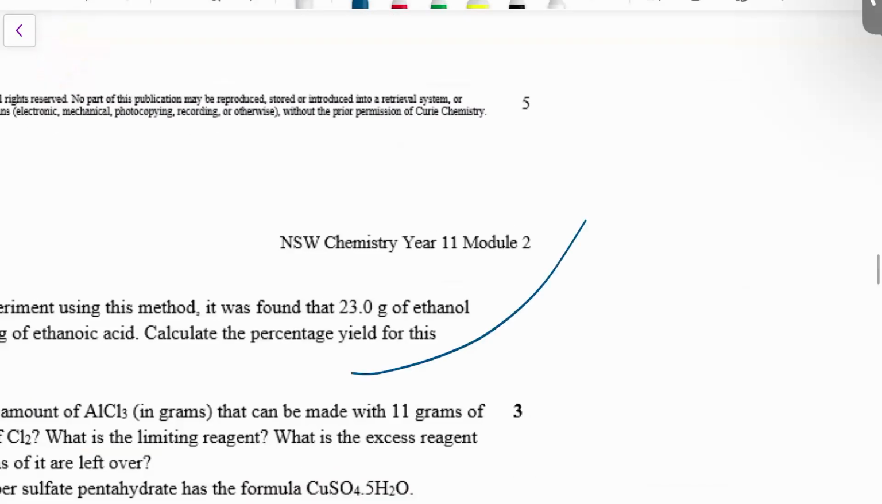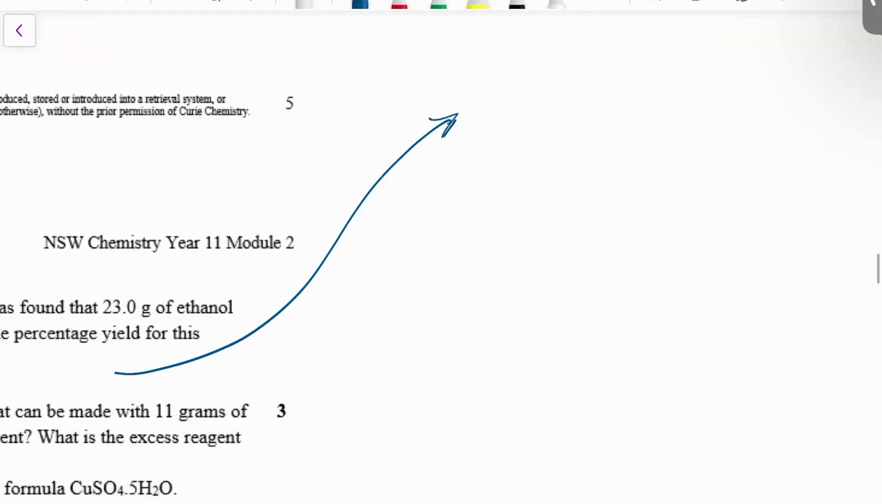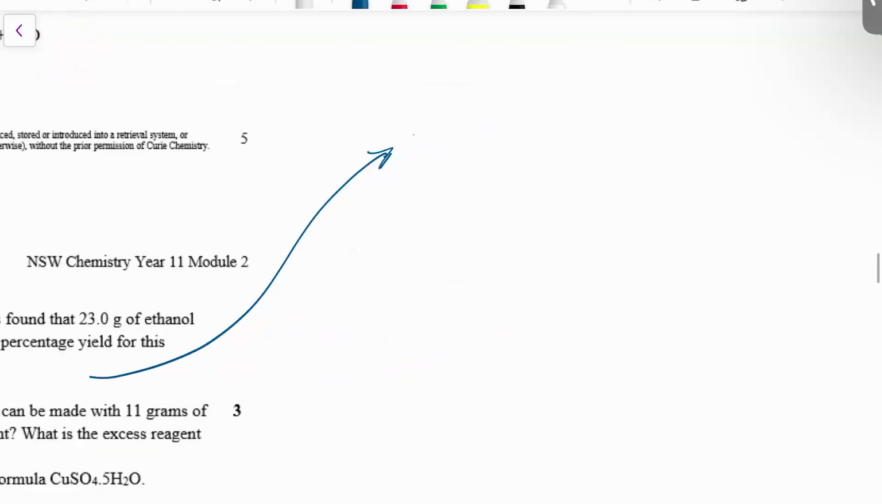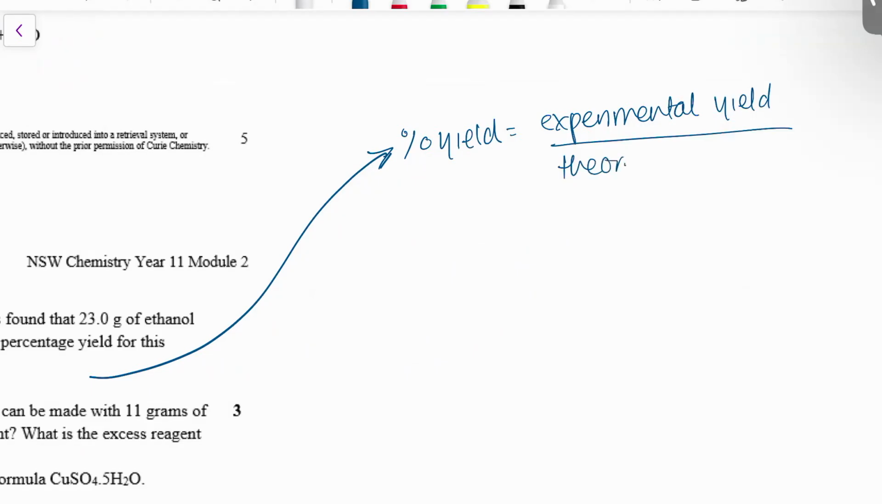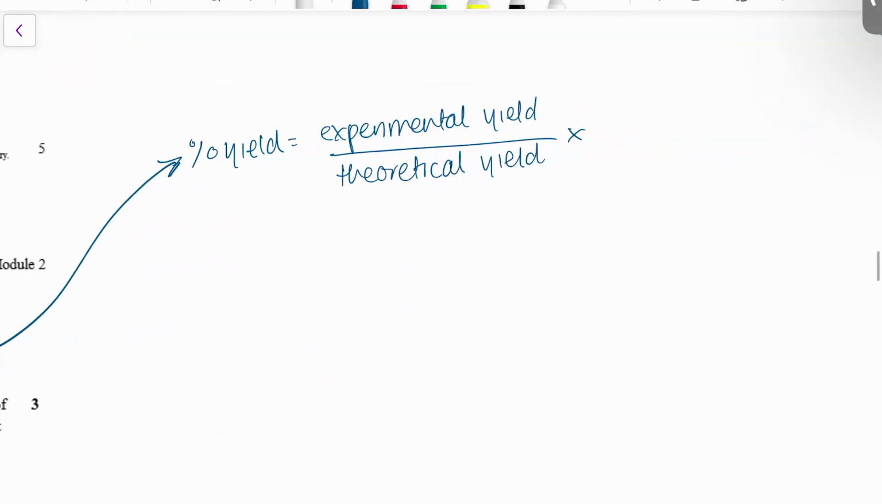Percentage yield, I'm going to give you the proper equation first. Percentage yield is experimental yield over theoretical yield. And then guys, how do I turn things into a percentage? Times by 100. All right, that's your proper equation, yeah?